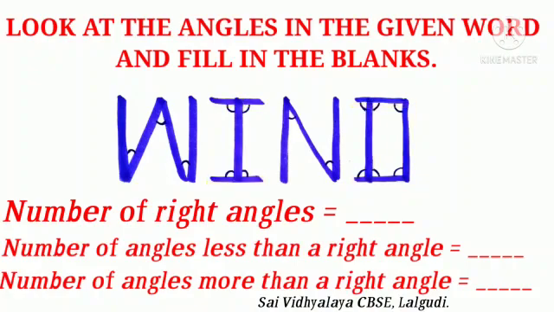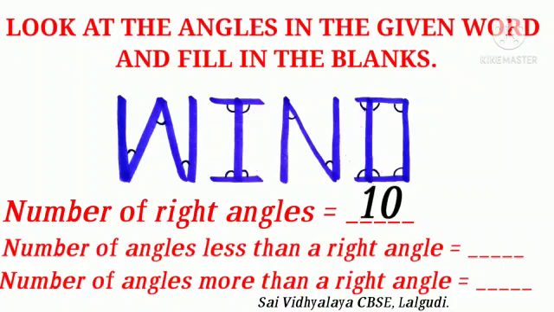First, let's count the number of right angles. 1, 2, 3, 4, 5, 6, 7, 8, 9, 10. Here we have 10 right angles. Write 10 here.